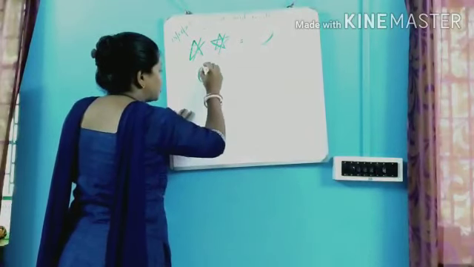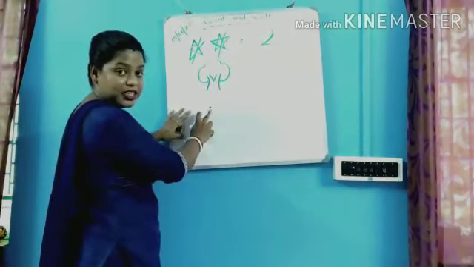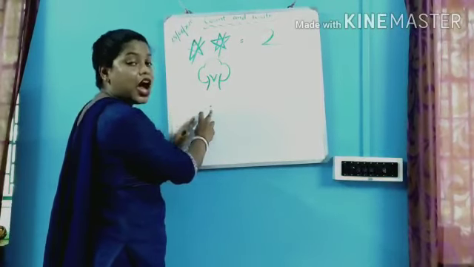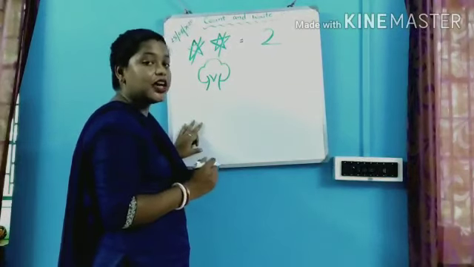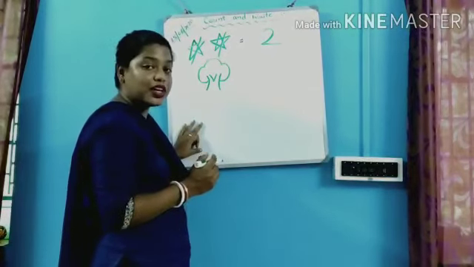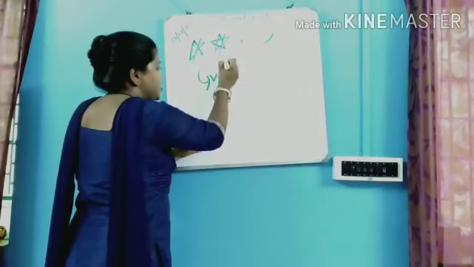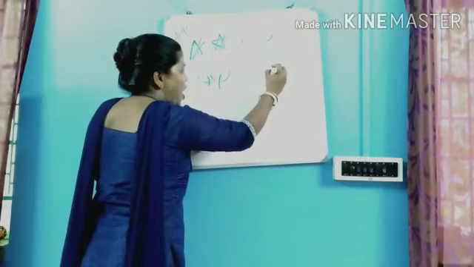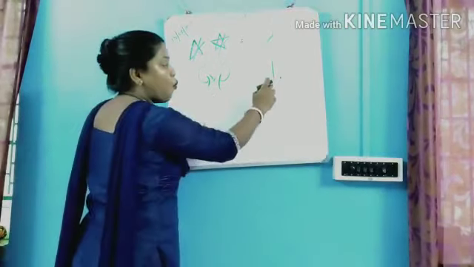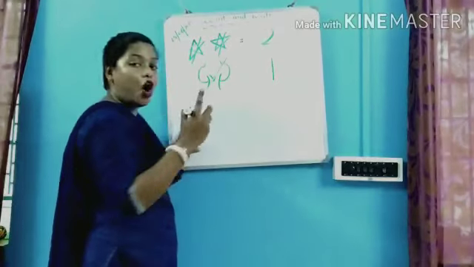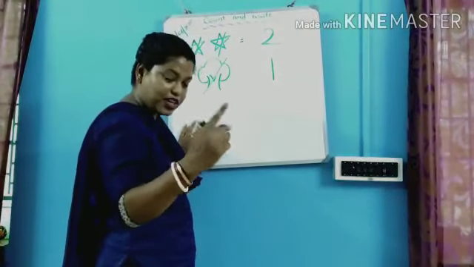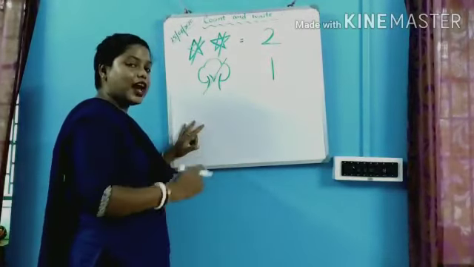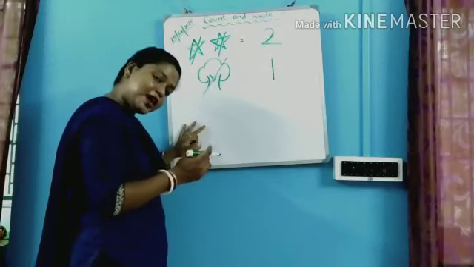Can you say what is this? This is a tree. How many trees have I drawn? Can you all say how many trees? One tree. Yes, one tree. How many trees? One tree, right? Okay, now let's see the next number.